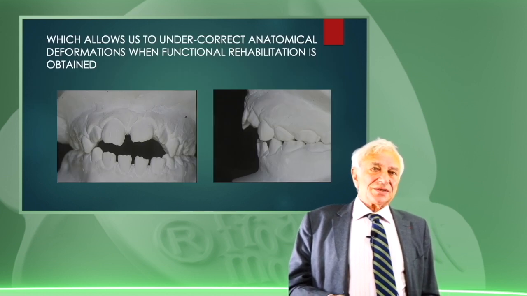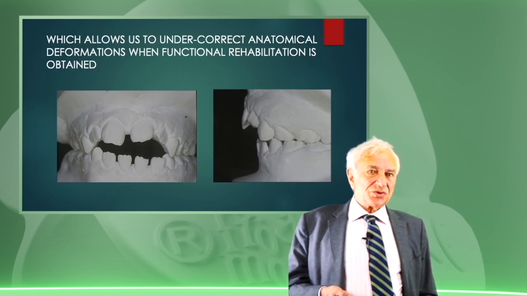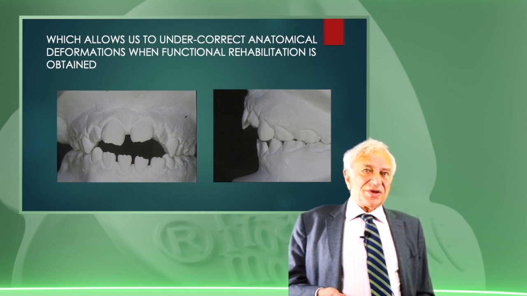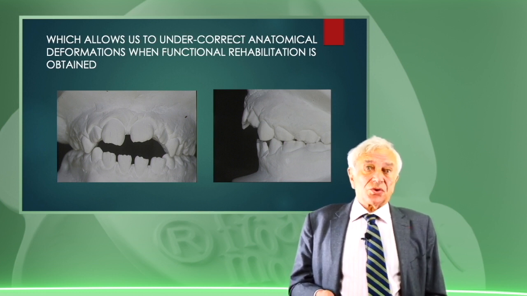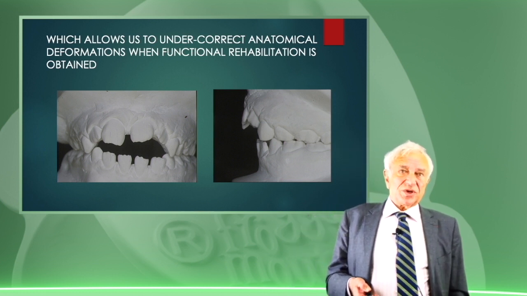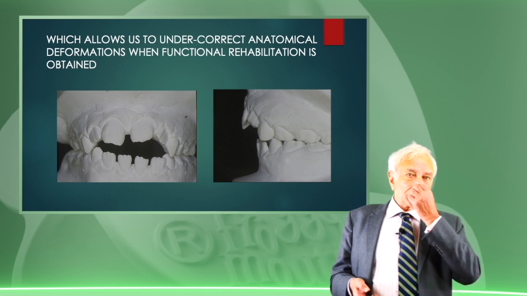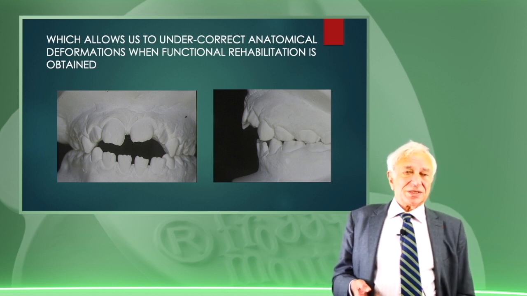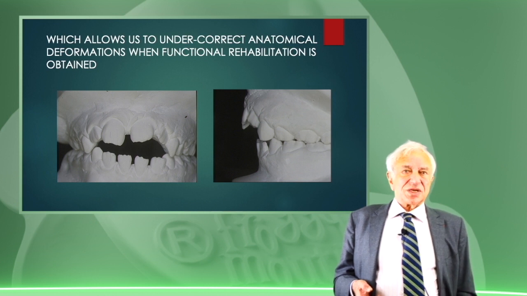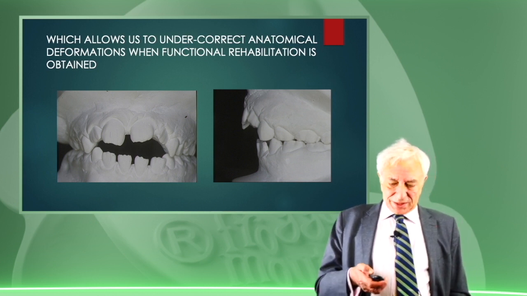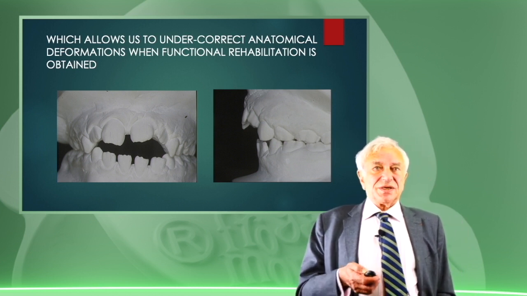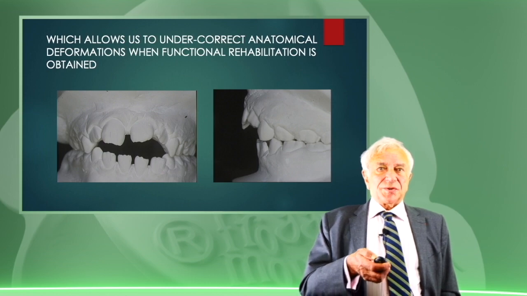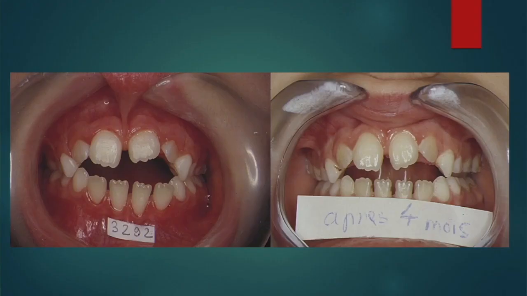And this case is not a pediatric one, but we can understand that when you have functional treatment, you can undercorrect the anatomical deformation. This girl was 8 years old. She has class 2 and open bite. We put a functional appliance, made the re-education, and we can see the progress in 4 months.